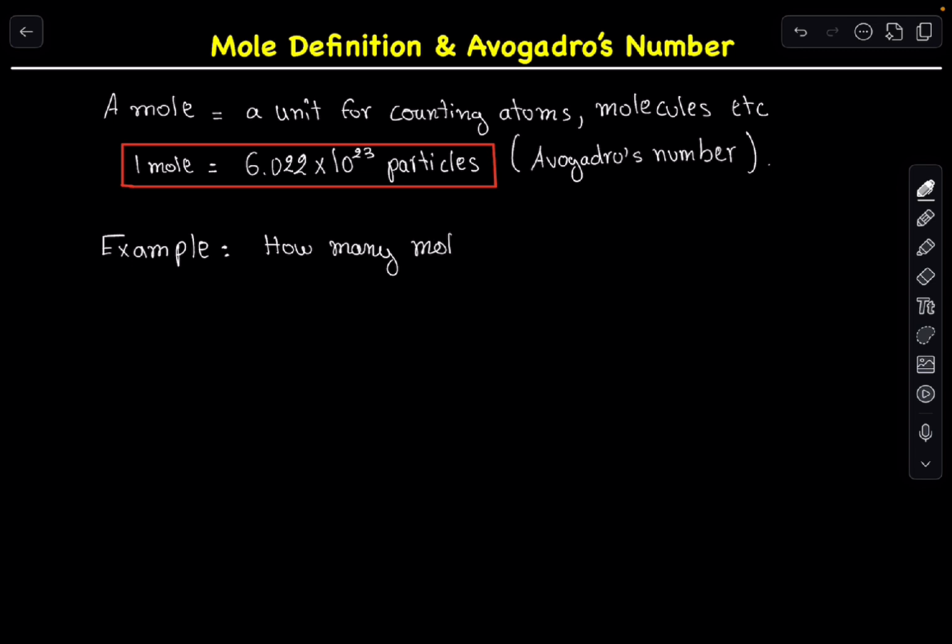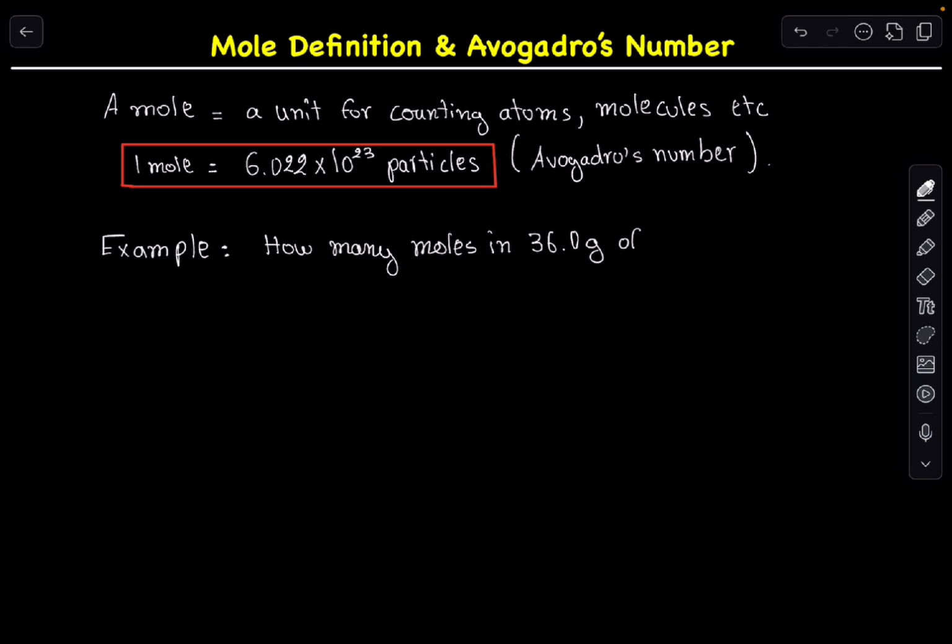So let's do an example from grams to moles using dimensional analysis. Here's the question. How many moles are in 36.0 grams of water?